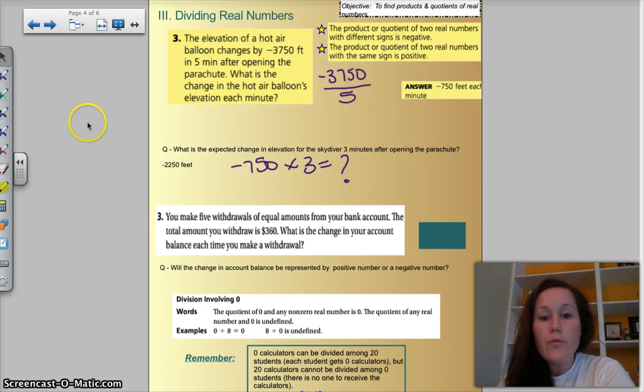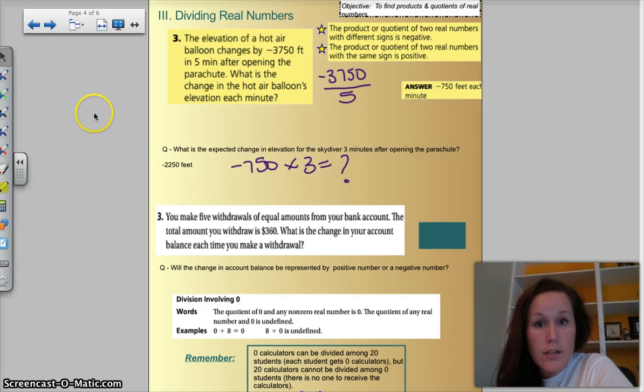Okay, let's look at number 3. You make 5 withdrawals of equal amounts from your bank account. This is a gigantic real world situation. All right, the total number you withdraw is $360. What is the change in your account balance each time you make a withdrawal? Try this question, pause it, and I'll see you in just a second.